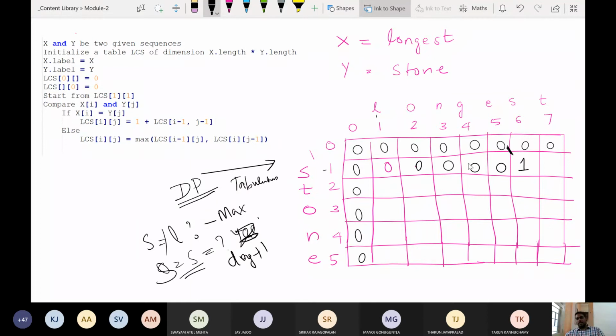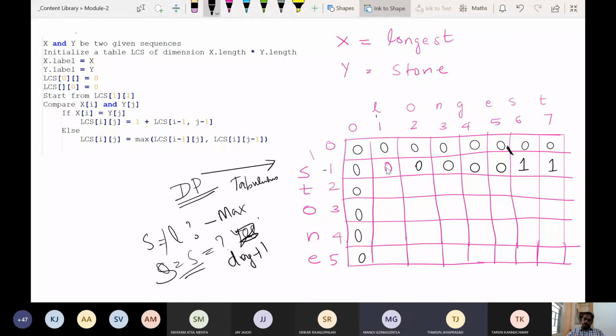Okay. Now tell me what will be for S and T. Are they matching? No. They are not matching, which means one cell up, one cell left, maximum. One cell up 0, one cell left 1, maximum of 0 and 1 is 1. Got it. Now the second row, like this you need to fill all the table. T and L, are they matching?